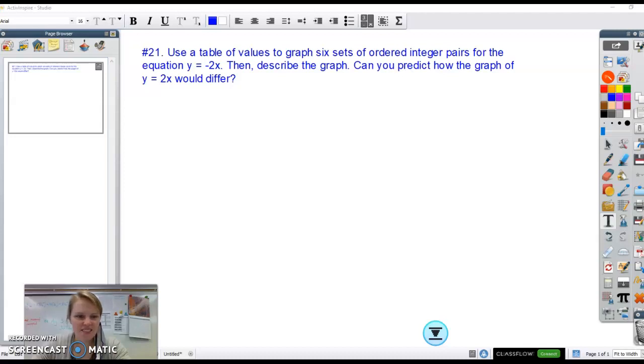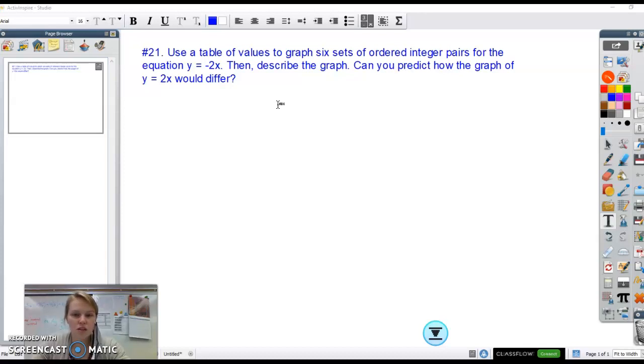Alright, I think this is question number 21. Let me know if it's not. Let me know if this is the wrong question. But I believe this is asking you to use a table of values to graph 6 sets of ordered integer pairs for the equation y equals negative 2x. Then describe the graph, and then can you predict how the graph of y equals 2x would differ?